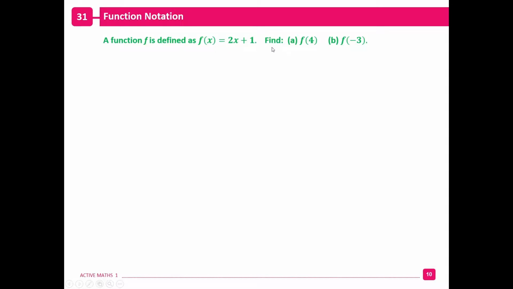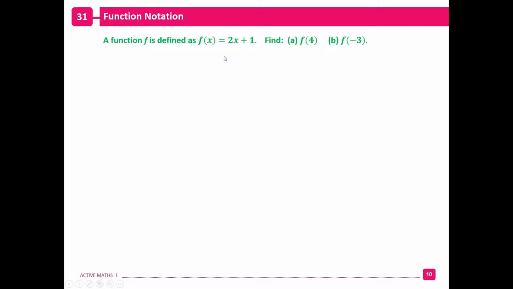It then says find, first of all, f of, and instead of having x inside the bracket, we have the number 4. That means that we know what our input is and that the input is 4. Remember that x represents the inputs. So if we don't have an x there, we have a number instead, it means that we now know which input we're interested in.